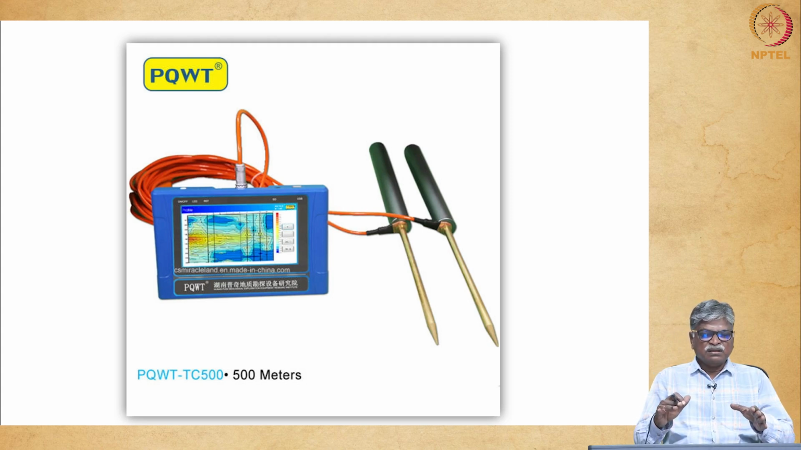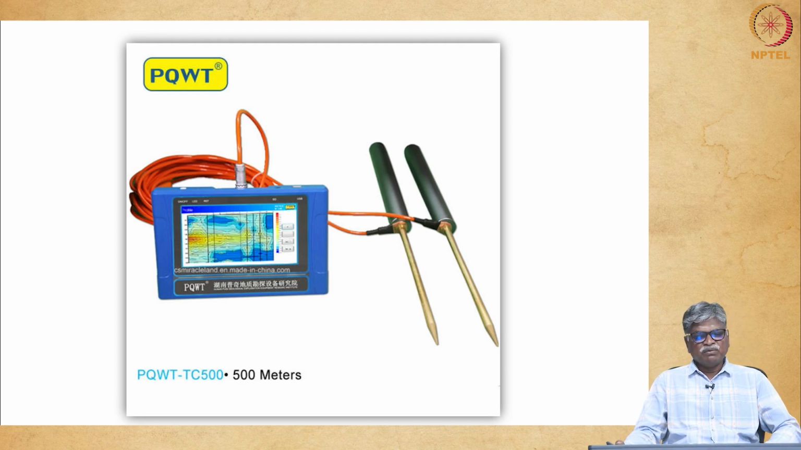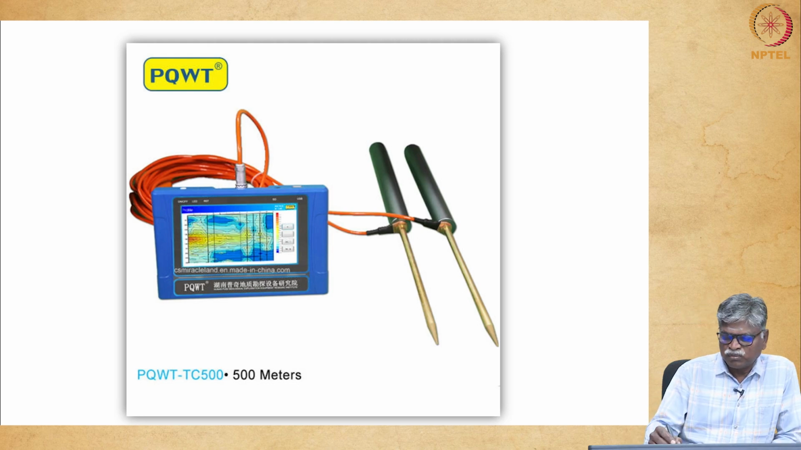In India, in Tamil Nadu, every water divining person has a water divining instrument. So many water divining instruments have come. One of the instruments is the PKWT. This PKWT provides two electrodes, which are given from that electrode.